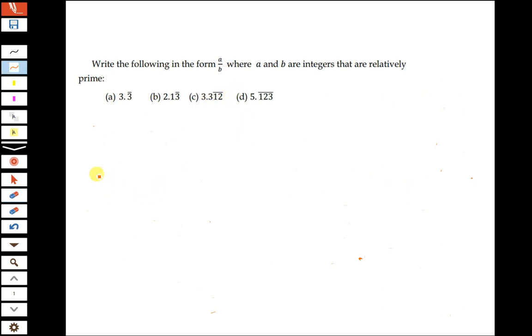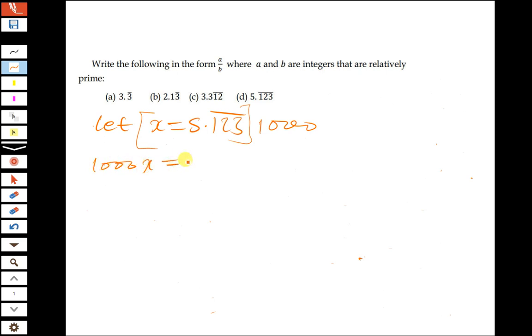Okay, so you say let x be equal to 5.123. So you cover the repeating numbers there. It's just the same as multiplying by 1000, since the repeating numbers are 3. So we multiply by 1000. 1000 times x, you get 1000x is equal to 1000 times that, you get 5123.123 bar.